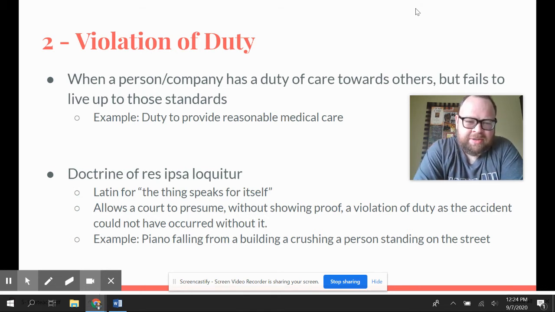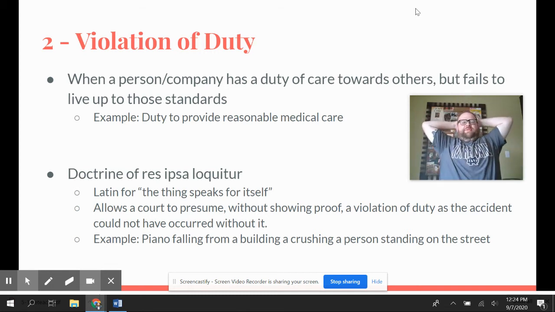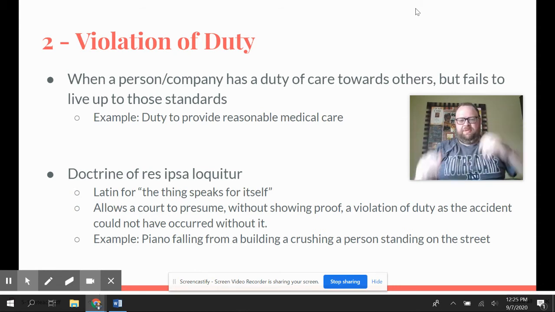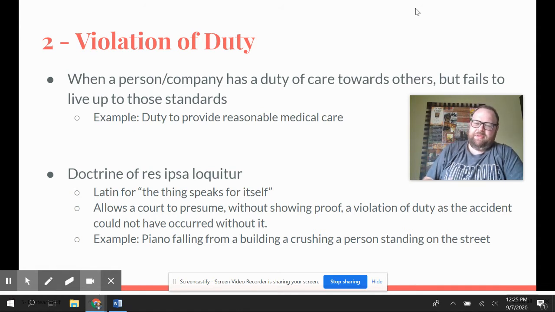You look at the doctrine of res ipsa loquitur. I had to look that up. It's Latin for the thing speaks for itself. So it allows the court to presume, without showing proof, a violation of duty as the accident could not have occurred without it. So an example of this would be like, say you're walking down the street and a piano falls on you and you get crushed. All right. The people who had the piano up on the building would be liable for your injuries.